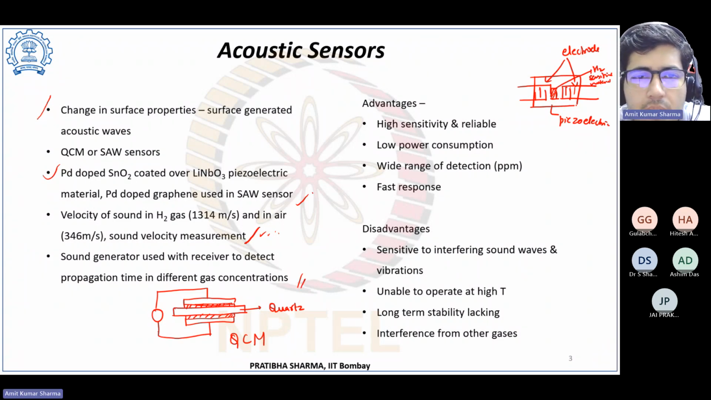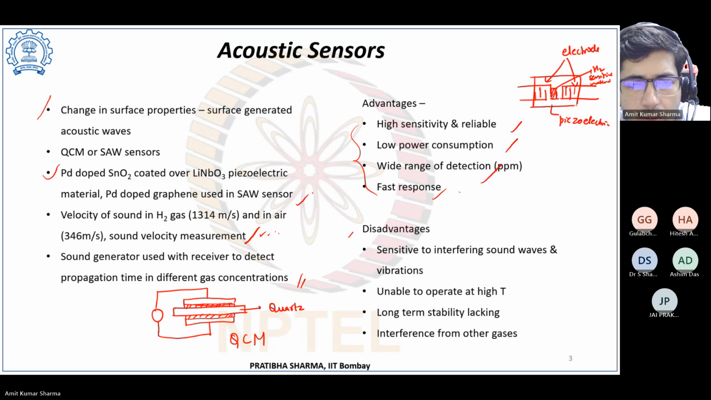Advantages: high sensitivity and reliable, low power consumption, wide range of detection, fast response. Disadvantages: sensitive to interfering sound waves and vibration, unable to operate at high temperature, long-term stability lacking, and interference from other gases.